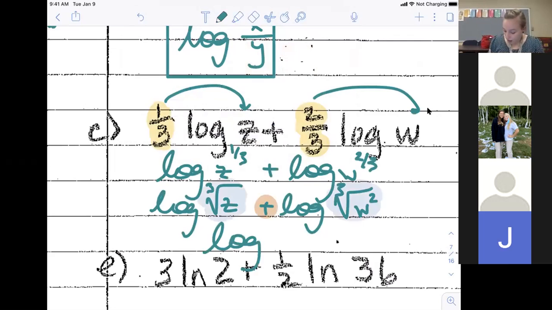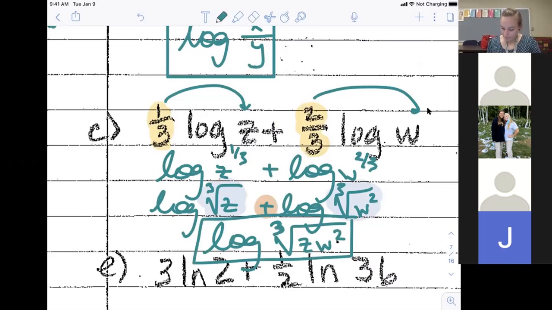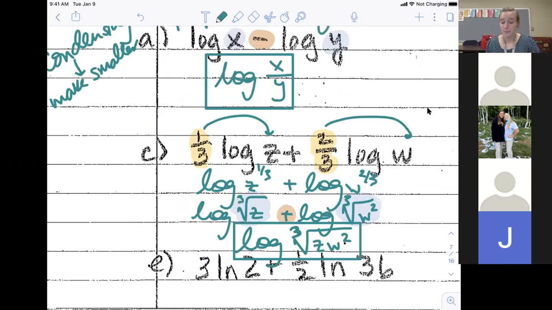And so I've got log of cube root. Since they're both under cube roots, I can put them both under one cube root together. So cube root of z w squared. And that's my answer. Sometimes they're super simple, like log of x divided by y, and sometimes they're more complicated like this one we just did, and that's okay.